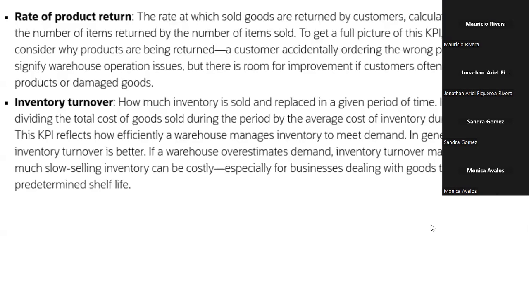This is a continuation. Monica Avalos, is it possible for you? Not possible. Sandra Gomez? Yes, teacher. Okay, please go ahead.